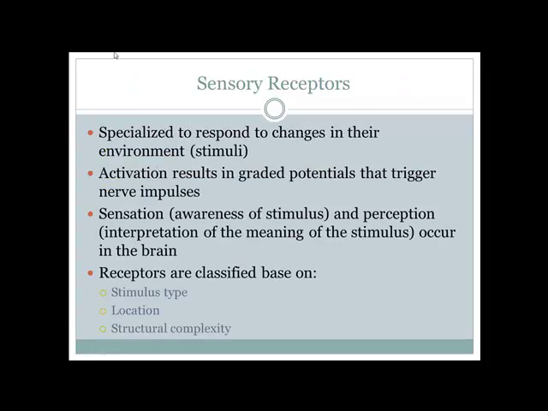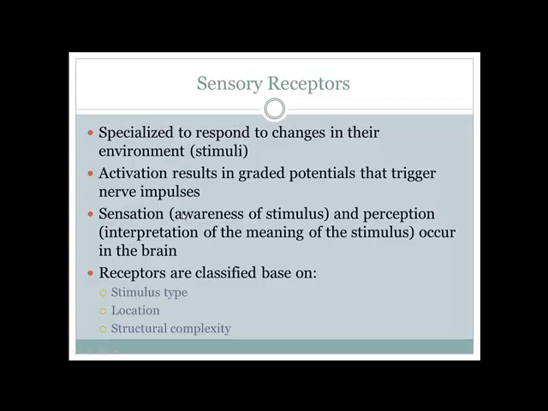With your sensory receptors, they're going to be specialized so they can respond to changes in their environment, and the types of changes that they will respond to will be different. All right. Activation of them can be graded potentials, so that means that they can build up to have their action potential, or they can have increase or decrease sensation.